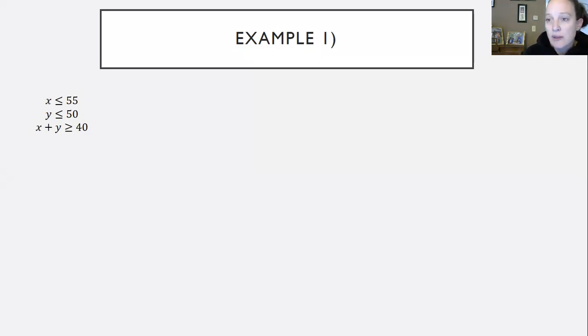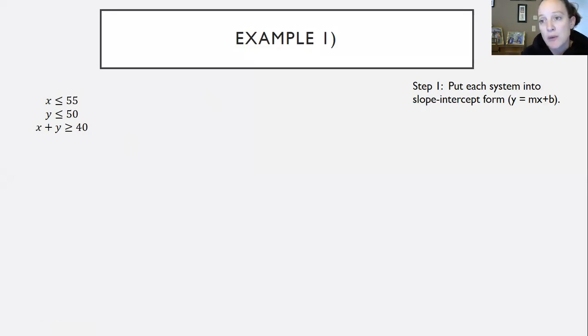And so just like the inequalities section that you just watched, we have some steps. Step one, the first thing that you need to do is put all of your equations into slope-intercept form. So you need to put them all into y equals mx plus b because you have to graph them all, and y equals mx plus b is the easiest to see how to graph.